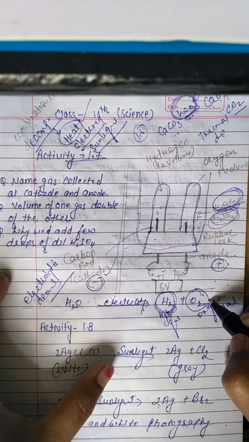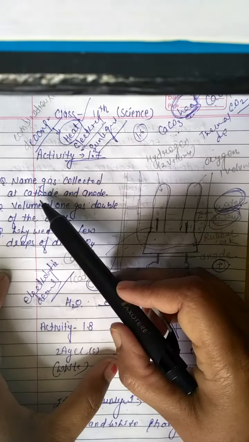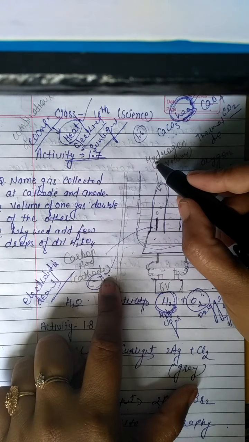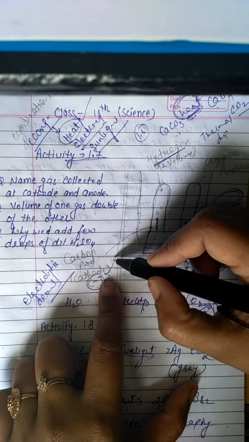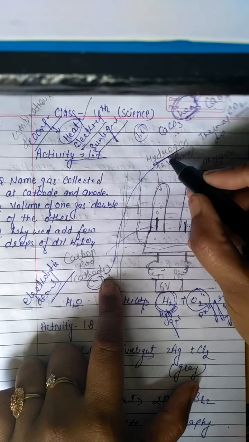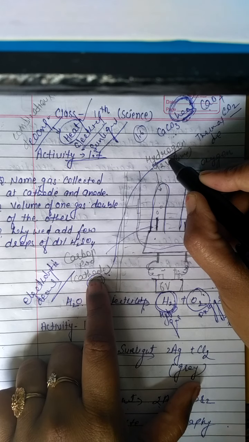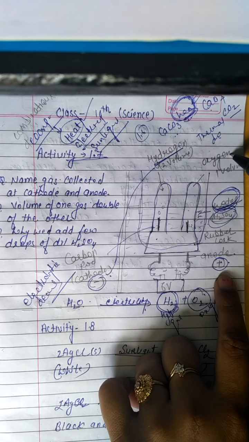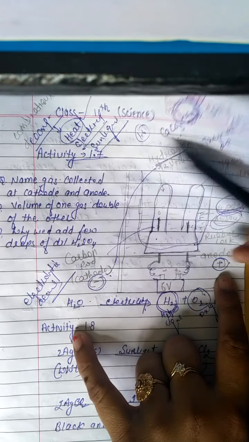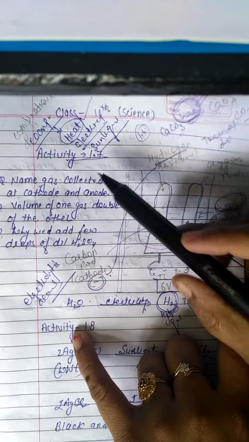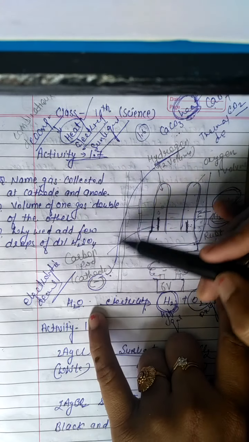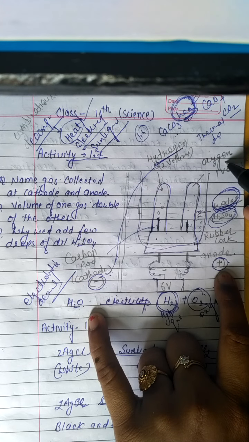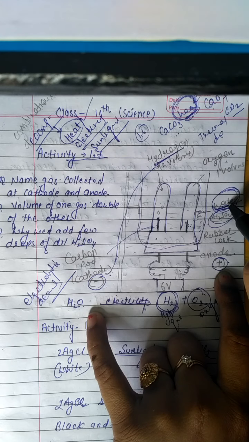Now the next question: name the gas collected at the cathode. Cathode is this one. At the cathode, hydrogen gas is collected, and oxygen gas is collected at the anode. Clear? At the cathode, hydrogen gas is collected, but at the anode, oxygen gas is collected. This is the answer for the first question.